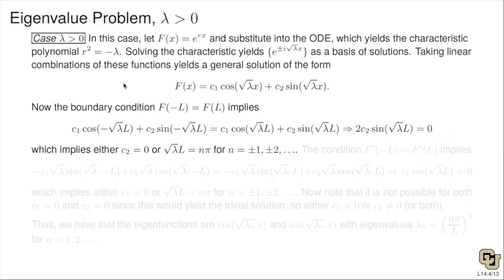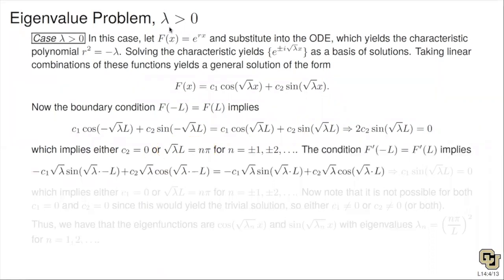So that implies either C2 is 0 or root lambda L equals n pi, because sine is 0 at the integer values of n. And here we've left off n equal to 0 because we already looked at that: if n equals 0, then lambda equals 0. And we've already looked at the lambda equal to 0 case on the previous slide.